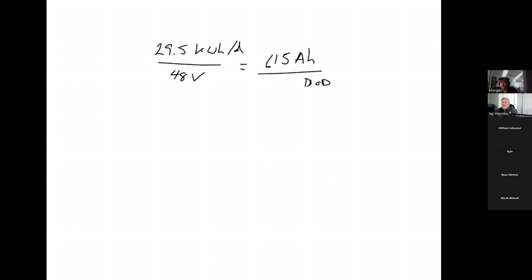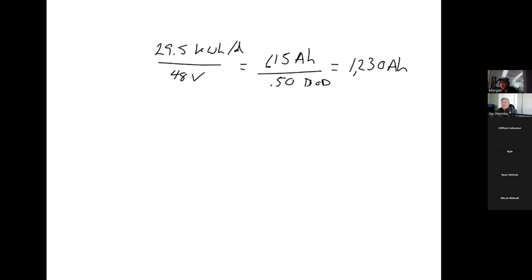But all right, so let's say that we do a 50% depth of discharge. So we can only use half of it. Well, that's really going to be the equivalent of doubling. So it's going to be 1,230. So now it's 1,230 amp hours because I can only use half. And now I need to know what is the efficiency of the system.